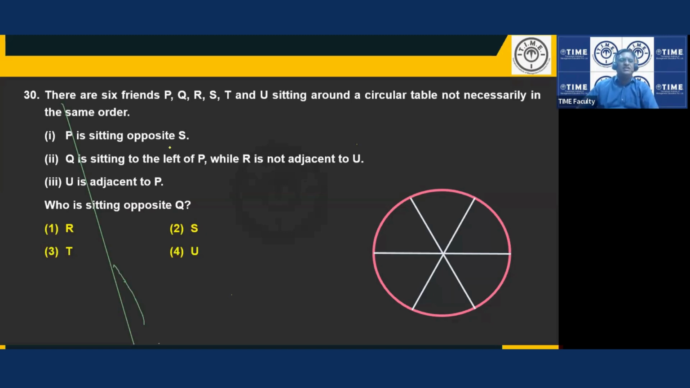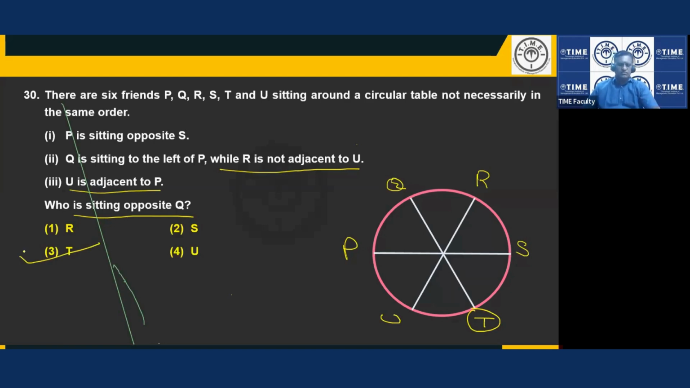See here, P is sitting opposite to S. You can start at any of the 6 positions, P and S opposite. Q is to the left of P. Left means towards clockwise, then Q should be here. R is not adjacent to U; keep that condition because up to now R and U are not placed. U sits adjacent to P. One side of P is already filled, the other side is definitely U. Since U is not adjacent to R, R is definitely here. The one remaining is T. Then the question is, who is sitting opposite to Q? Opposite of Q is T. Simple. It did not even take 30 seconds.